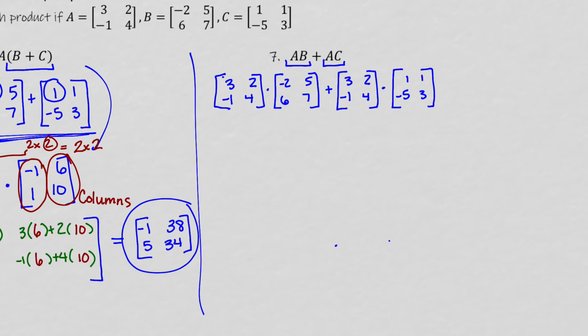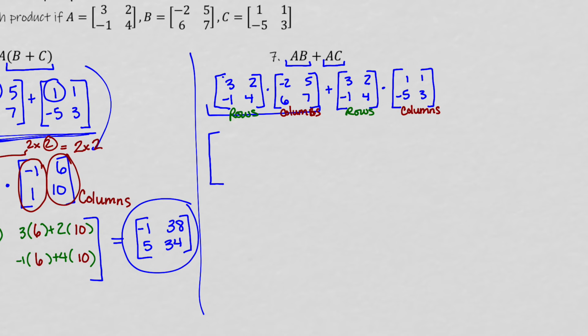All right, so I got to do this first, multiply these. So when I do that, this first one is the rows. The second one is the columns. And then this one will be the rows times these columns. All right, so let's set up what we have. So again, these are 2 by 2 matrices multiplying 2 by 2 matrices. So our answers will be 2 by 2.